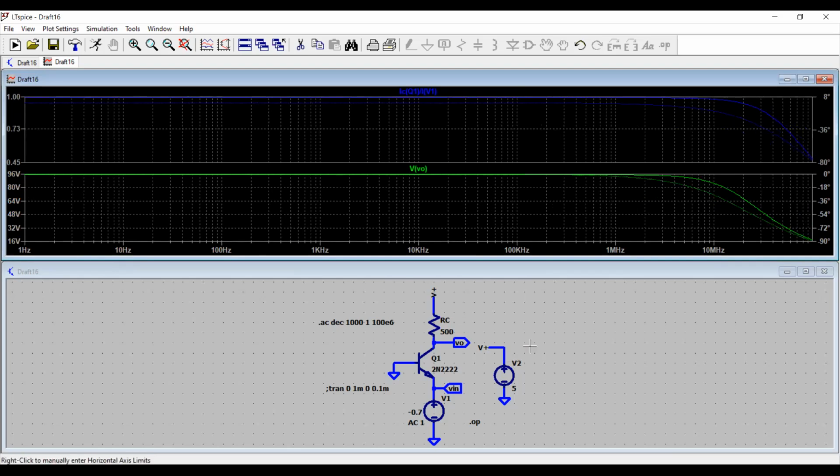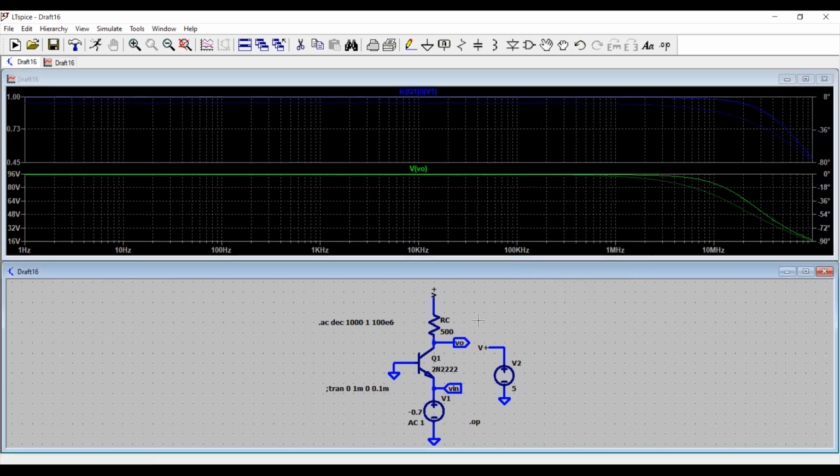So that's all. We've covered this common base amplifier in a comprehensive way. We've got the theory, analysis and design, and we've simulated the circuit.